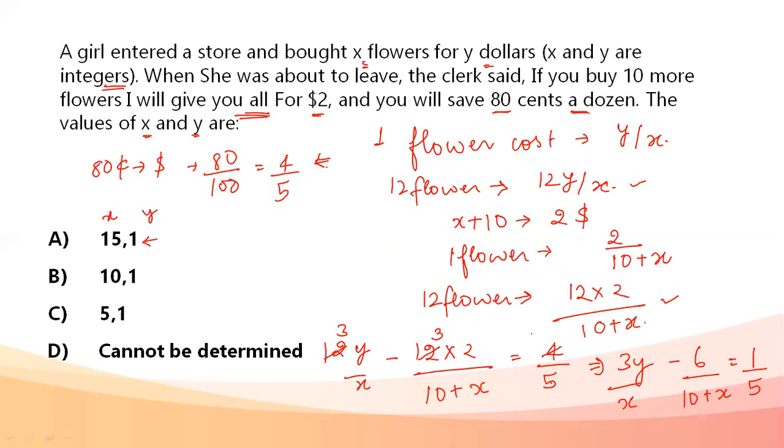Now, see, some students directly say that one equation and two variables cannot be determined. No, always go for options also. First, try to go with respect to options. Then, if you're not getting the answer, then it can be cannot be determined.